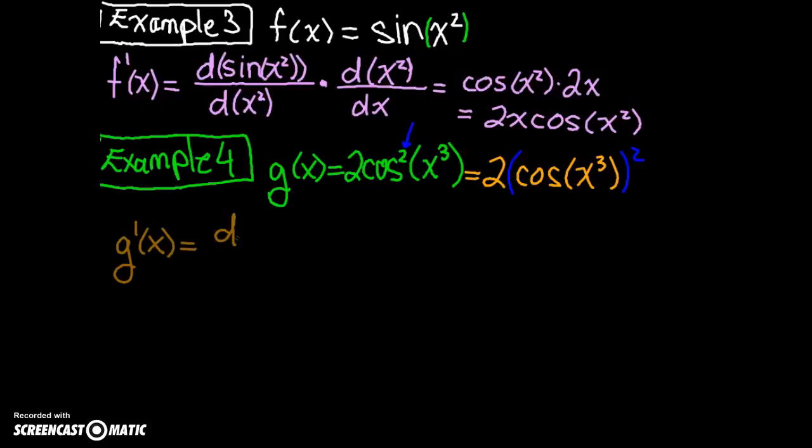Let's write the whole function out, except we need to bring that 2 out here. Constant multiple rule, bring that 2 out.